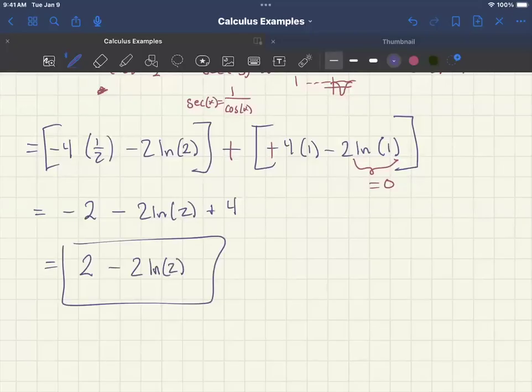So it's not too bad, but there is a little bit of trig involved that you should keep in mind and remember. There are some of these great things like knowing that secant is 1 over the cosine of x.